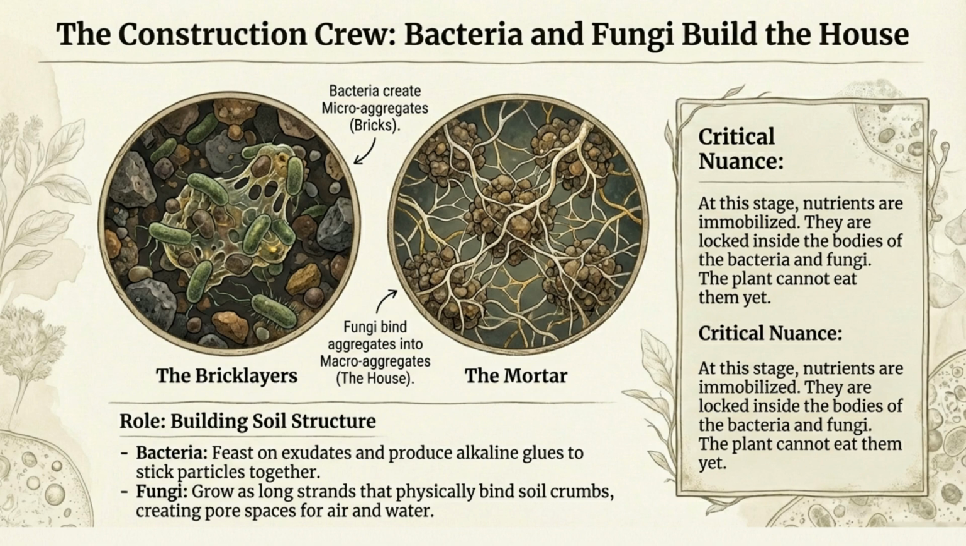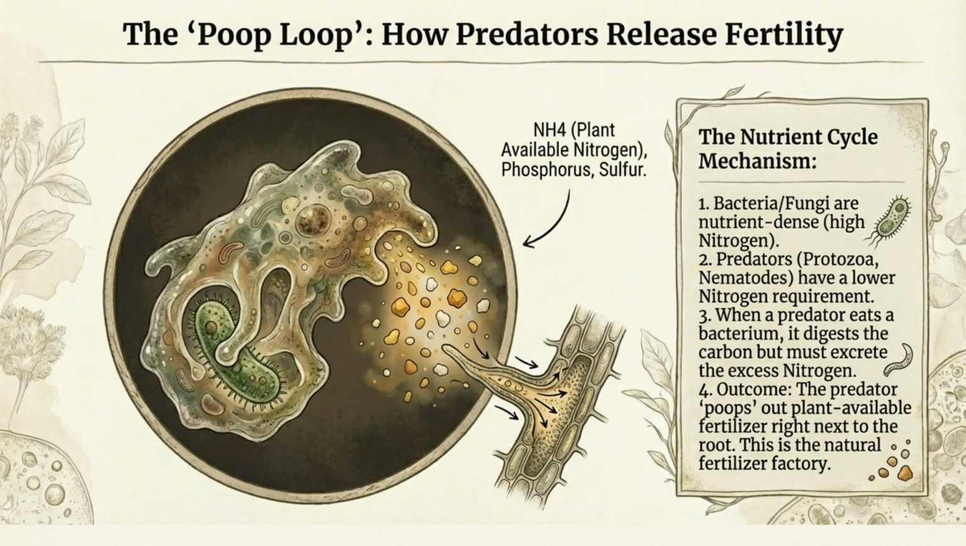Bacteria and fungi act as the "construction crew" for soil structure. Bacteria produce alkaline glues to stick particles together, creating microaggregates. Fungi bind these into macroaggregates, or the house. Critically, at this stage, nutrients are immobilized inside the bodies of the bacteria and fungi, and the plant cannot access them yet. The poop loop releases fertility.